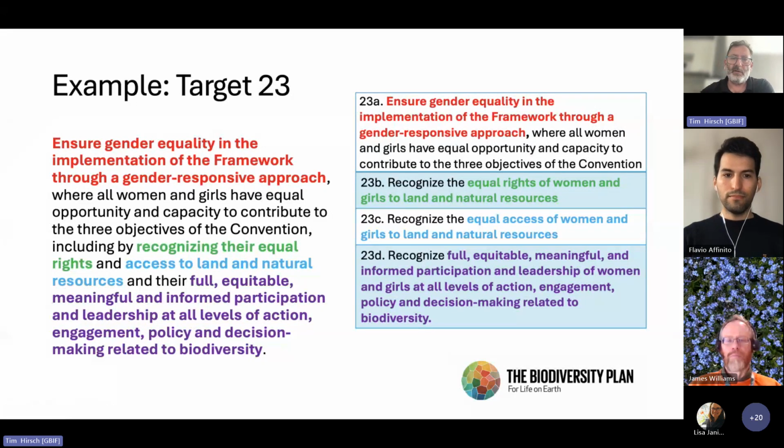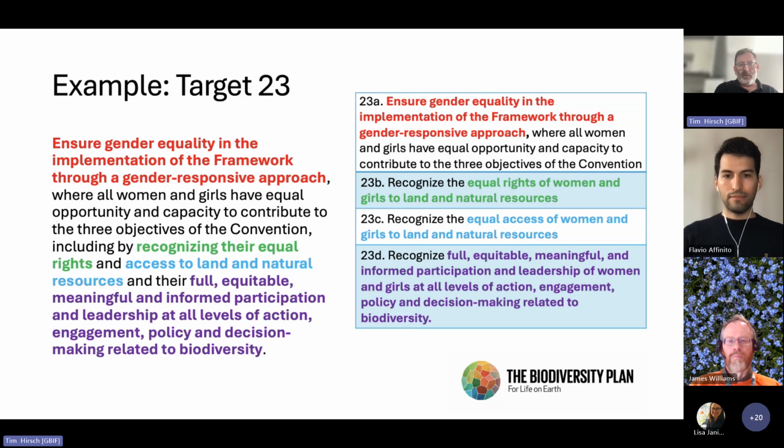This is the target which had only 4 proposed elements, target 23 on gender equality. So the first part was really the major statement of the target: ensure the gender equality in the implementation of the framework through a gender responsive approach. The rest of that sentence really is, in a sense, a qualifier, a fuller description of what that entails.